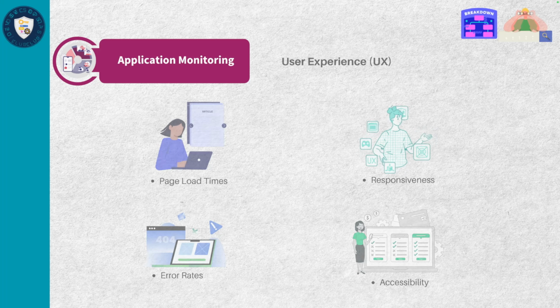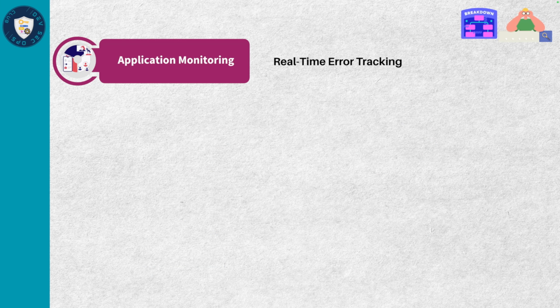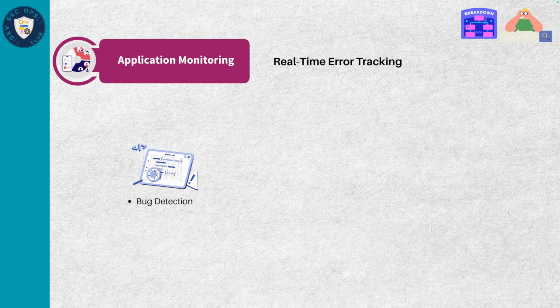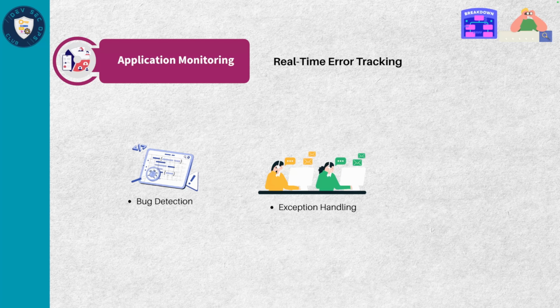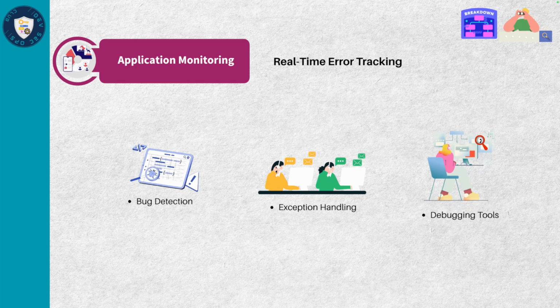Next, we have real-time error tracking, detecting issues as they happen to allow instant troubleshooting. This includes bug detection, identifying software glitches that impact functionality. Exception handling, logging and fixing errors before they disrupt overall operations. And debugging tools provide insight to developers for fast issue resolution. Detecting errors in real time helps prevent major failures, saving time and resources on fixes. So this is about real-time error tracking.